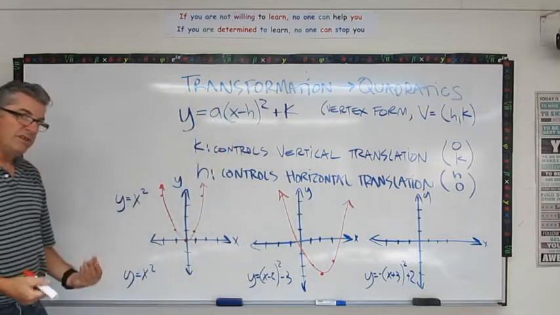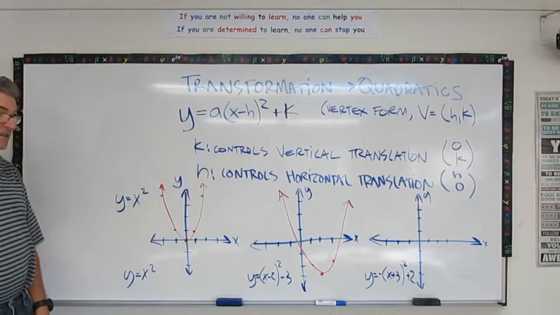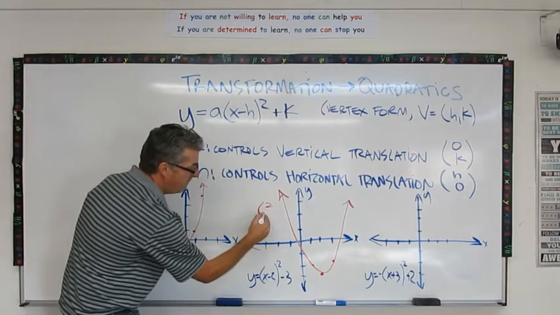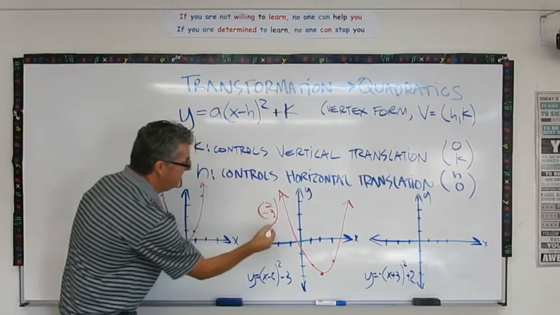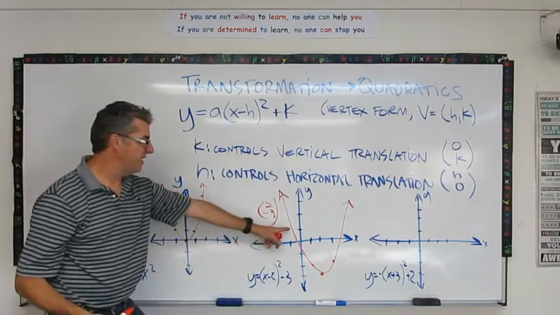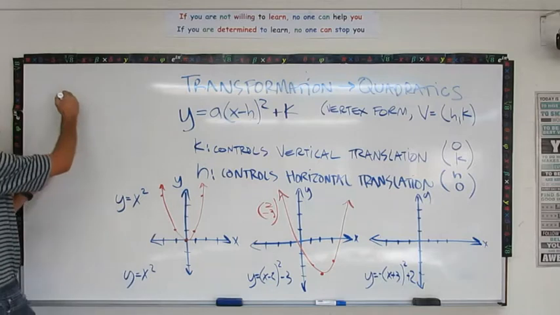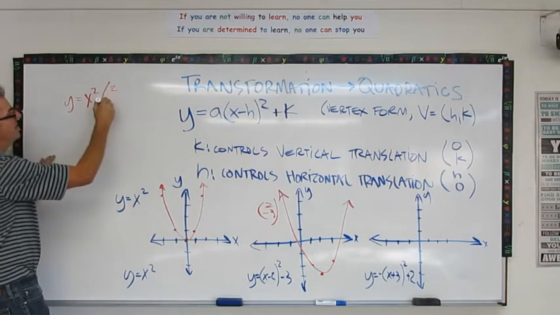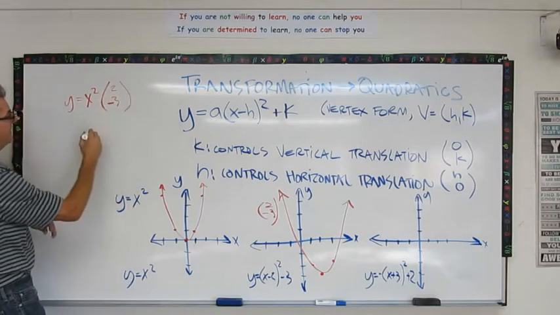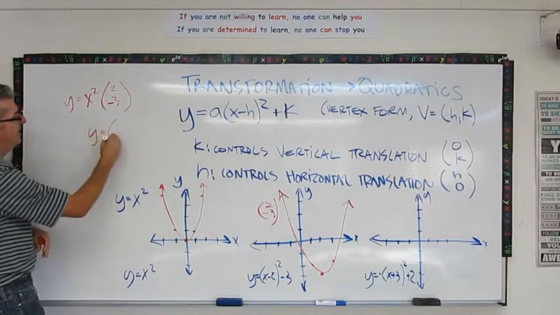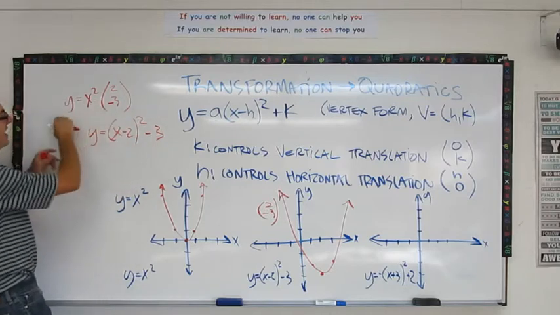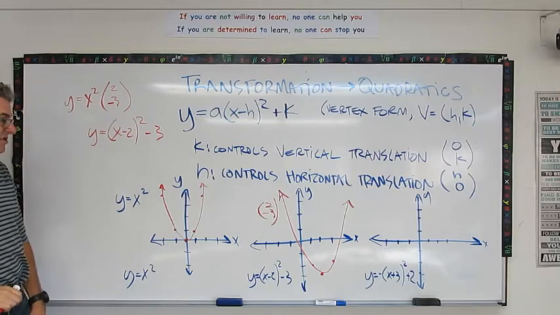Now, what's the translation vector for this one? We went (2, negative 3). So that's how you'd write the translation vector for this. In fact, what we could do is we could write y equals x squared translated by (2, negative 3), and that's going to give us y equals (x minus 2) squared minus 3. So that's writing this in the translation notation.